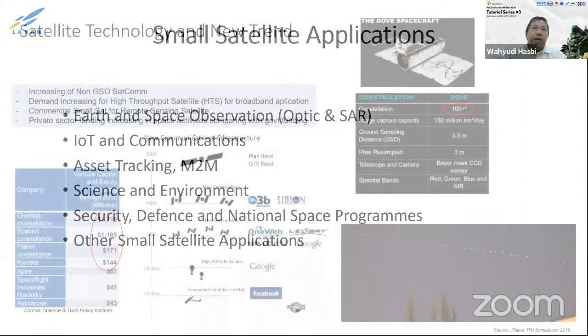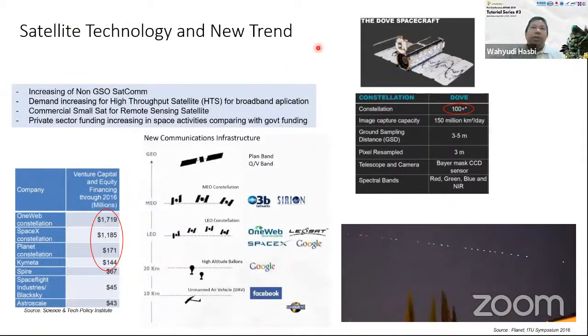and also science and environment, security, defense, national space programs, and other applications. In the world now, there is a lot of satellite technology and new trends. You can see an increase in non-GSO. GSO means geosynchronous orbit satellite, specifically for communication. There used to be many geosynchronous satellites, but nowadays we see a lot of increase in non-GSO, meaning the satellite altitude is below 36,000 kilometers.